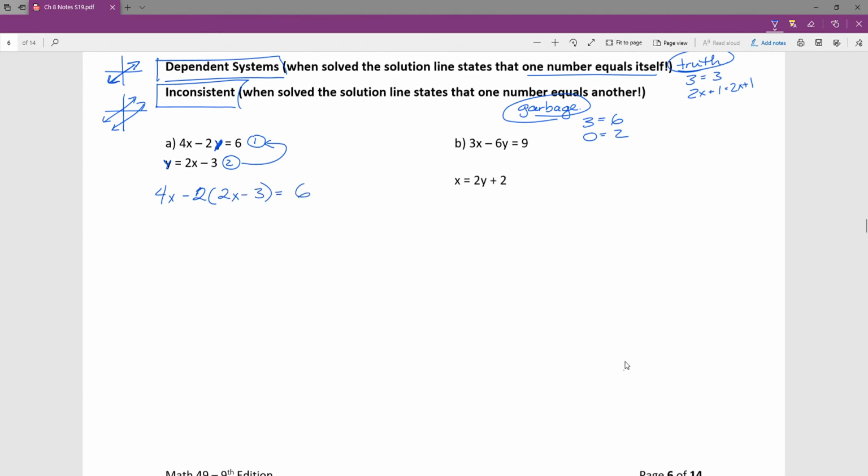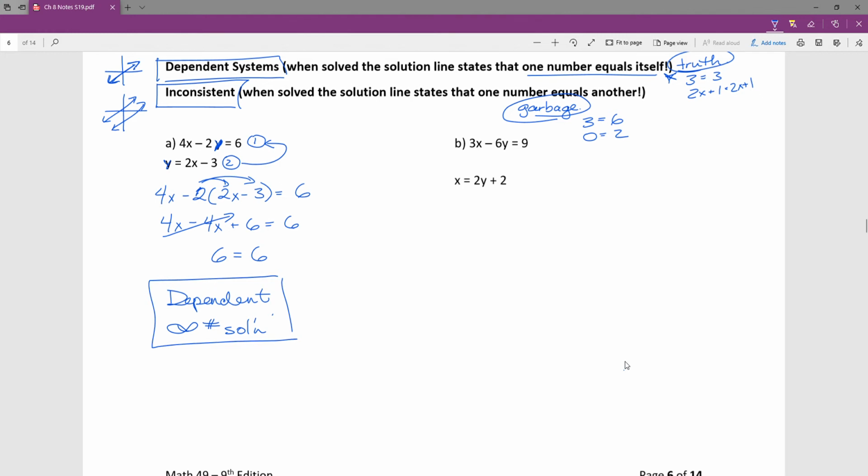Solving this one, using the distributive property, watch your negative signs. I'd have 4x minus 4x plus 6 equaling 6. I might collect my like terms at this point and get 4x minus 4x, that's 0x or 0, right? That wipes itself out, and I get 6 equaling 6. That is a line of truth. That tells you that the system is dependent. There is an infinite number of solutions for this.